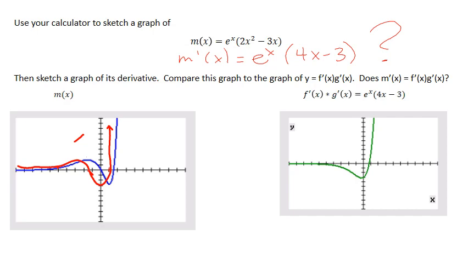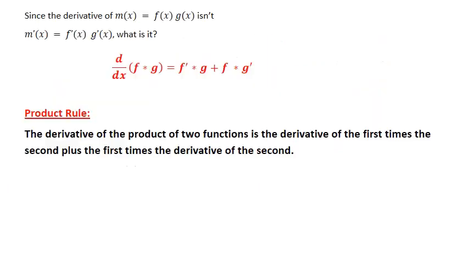If I compare that to the graph of just my guess function up here, e to the x times 4x plus 3, then I can see that my red graph, which has to be the graph of the derivative, and my guess graph are not the same. So the derivative of the product of two functions is not just the product of the derivatives. It's not just f prime times g prime. So I need a different derivative rule.